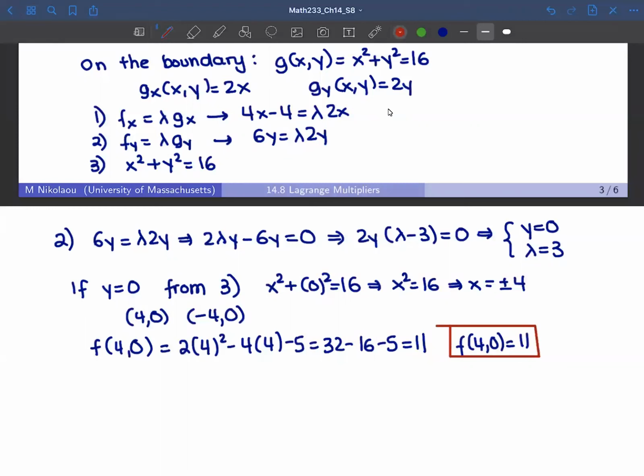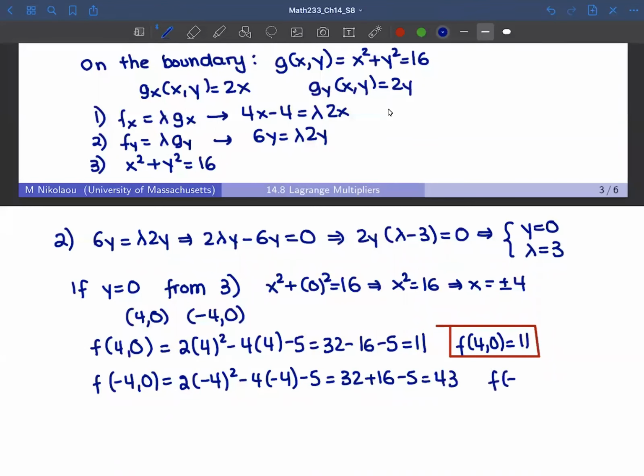And we also have to find the value of the function f at (-4, 0), which would be 2 times (-4) squared minus 4 times (-4) minus 5. So this is equal to 32 plus 16 minus 5, which is equal to 43. So f of (-4, 0) is equal to 43.